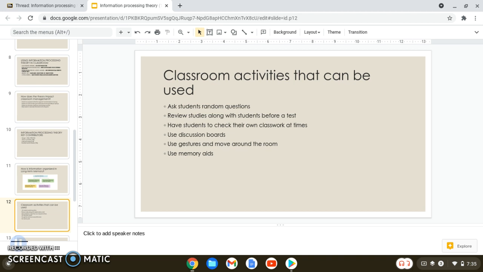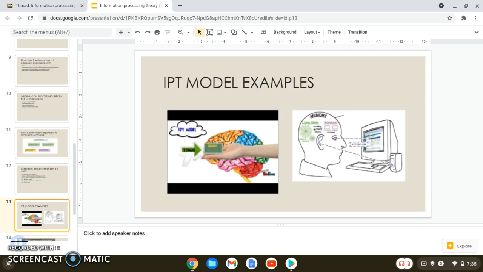Classroom activities that can be used. Ask students random questions. Review studies along with students before a test. Have students check their own classwork at times. Use discussion boards. Use gestures and move around the room. Use memory aids as well.